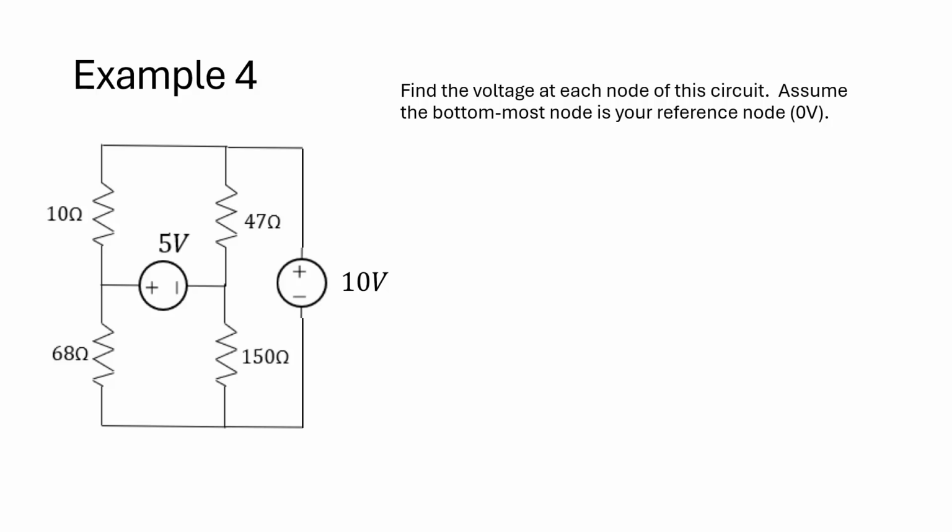All right, example 4 asks us to find the voltage at each node of this circuit. Just so that your answers are consistent with mine, I ask that you assume the bottommost node is your reference node. So we assign ground to our bottom node. Let's go ahead and give this one a try.